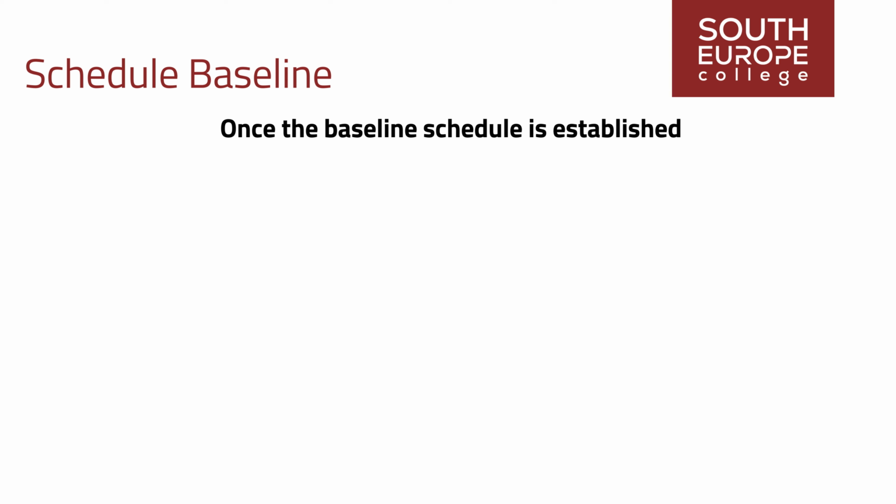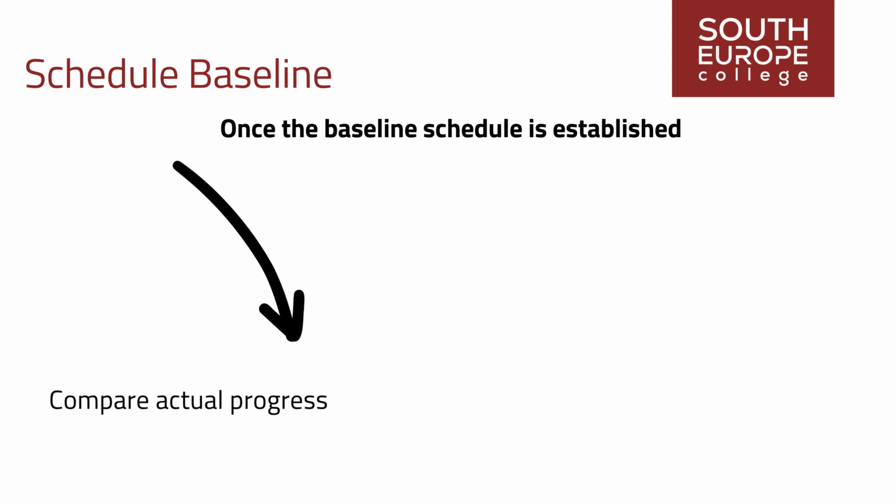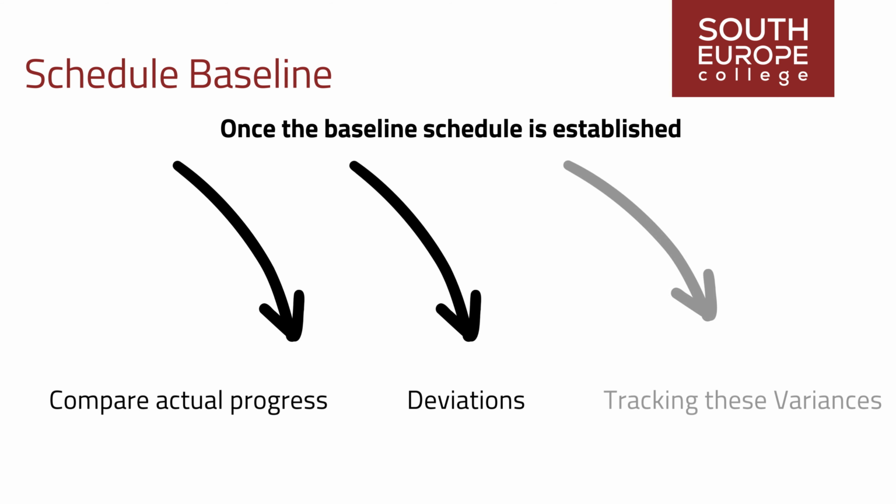Once the baseline schedule is established, it becomes a critical tool for monitoring and controlling project performance. Project managers regularly compare progress against the baseline schedule to gauge project health and identify variances. Any deviations from the baseline schedule, whether in terms of delays, accelerations, or scope changes, are carefully analyzed to determine their impact on project objectives and constraints. By tracking these variances, project managers can take timely corrective actions to realign the project with its original schedule and minimize the risk of schedule slippage or budget overruns.